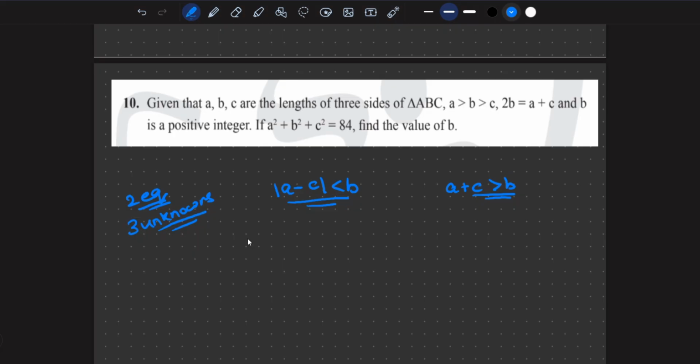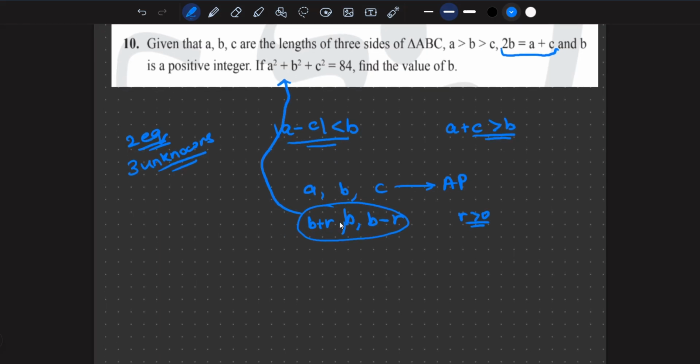First of all, we have been given that 2b is equal to a plus c. Doesn't it indicate that a, b, c are in AP? So whenever we get three numbers in AP, you would have studied that we consider them as b, b minus r, b plus r. Why am I taking this convention, and not placing c as b plus r and a as b minus r? This is because I have to consider r as positive, because this will make manipulations easier. That is what I think. So let us plug these values in this equation and see what we get.